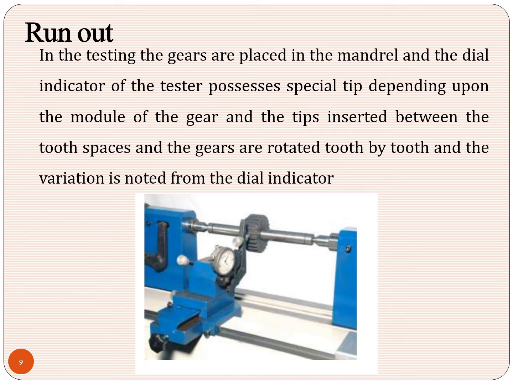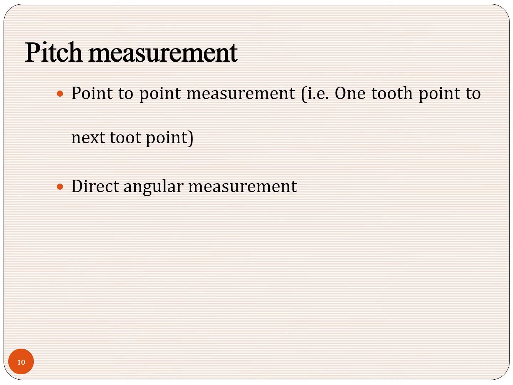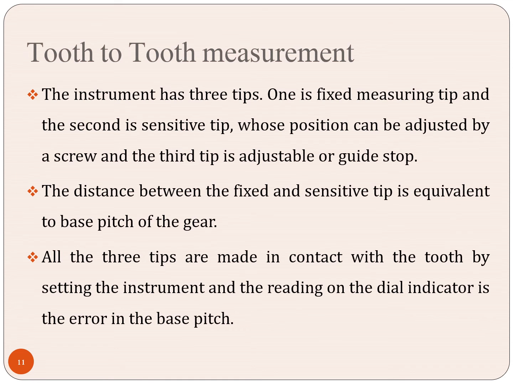For each tooth it will measure and give the reading. That is run-out. Pitch measurement is a measurement, not an error. It is point-to-point measurement, that is, one tooth point to the next tooth point. This is a direct angular measurement.